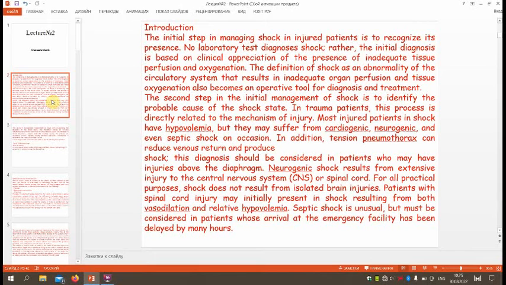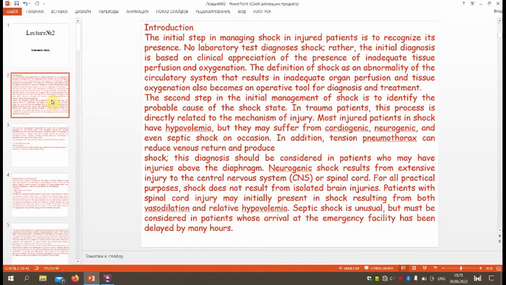The initial step in managing shock in injured patients is to recognize its presence. No laboratory test diagnoses shock. Rather, the initial diagnosis is based on clinical appreciation of the presence of inadequate tissue perfusion and oxygenation. Definition of shock as an abnormality of the circulatory system that results in inadequate organ perfusion and tissue oxygenation also becomes an operative tool for diagnosis and treatment.